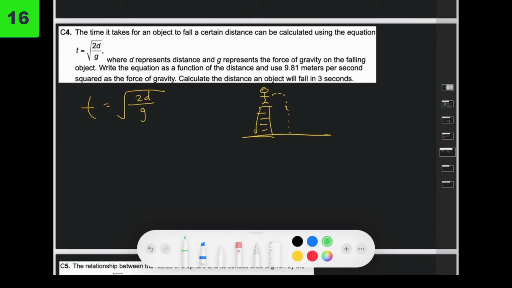Okay, so it tells us D represents the distance, and G represents the force of gravity on a falling object. Write the equation as a function of the distance. So I already have that equation. And use 9.81 meters per second squared as a force of gravity. Use this one as a force of gravity.